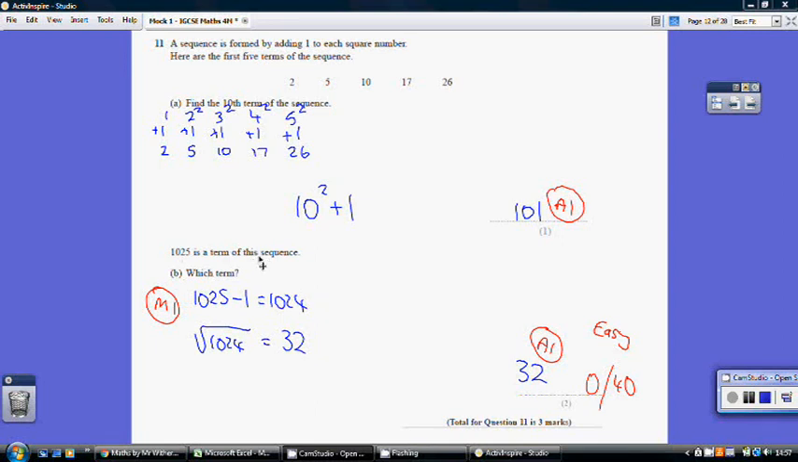Now, part B, 1025 is a term of the sequence. Which term? So, working backwards, we have to undo this plussing of 1. So we take away 1. So that's 1024. Then to undo the squaring, we square root. The square root of 1024 is 32. So this is the 32nd term in the sequence. Because 32 squared is 1024. 1024 add 1 is 1025.